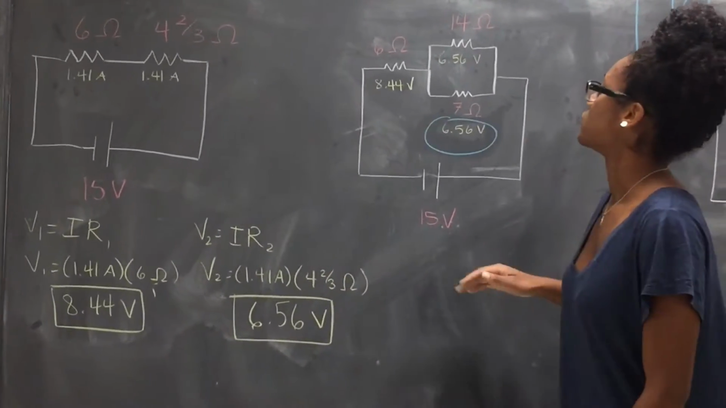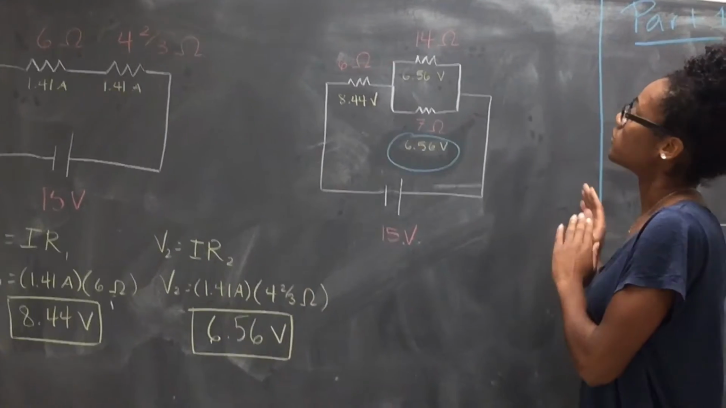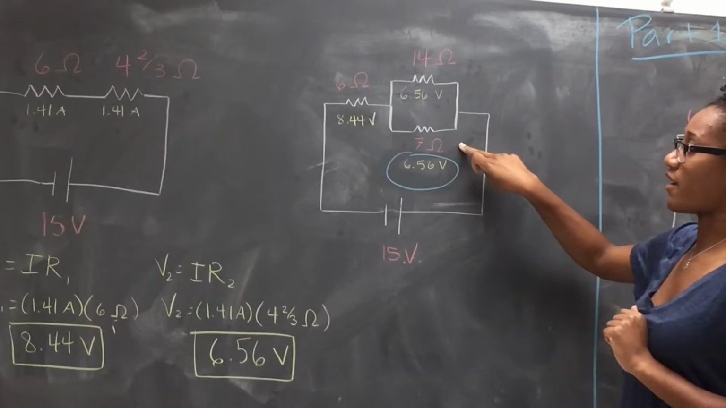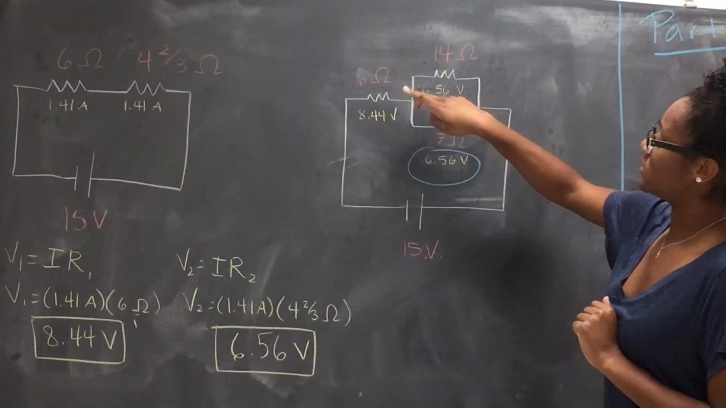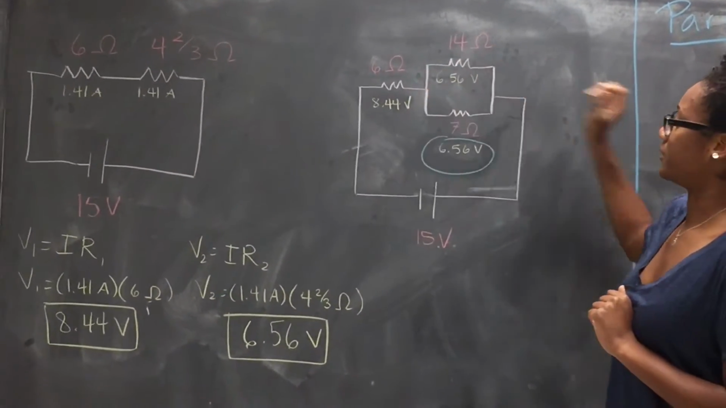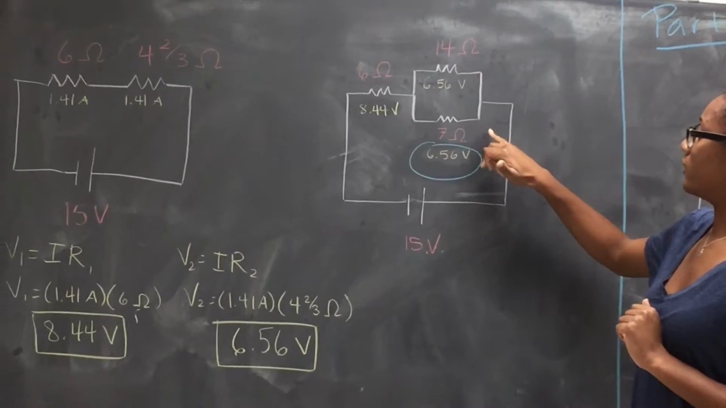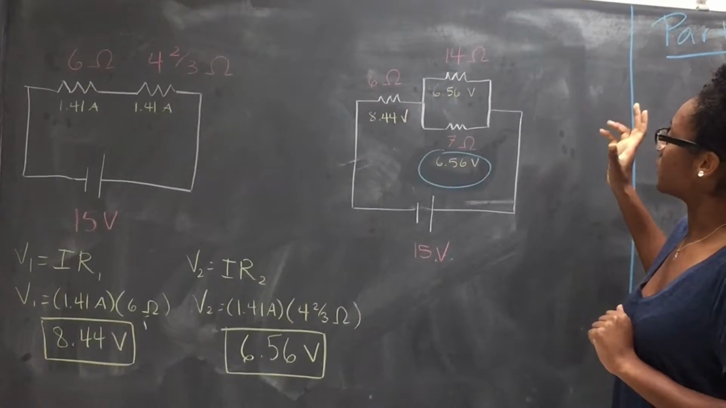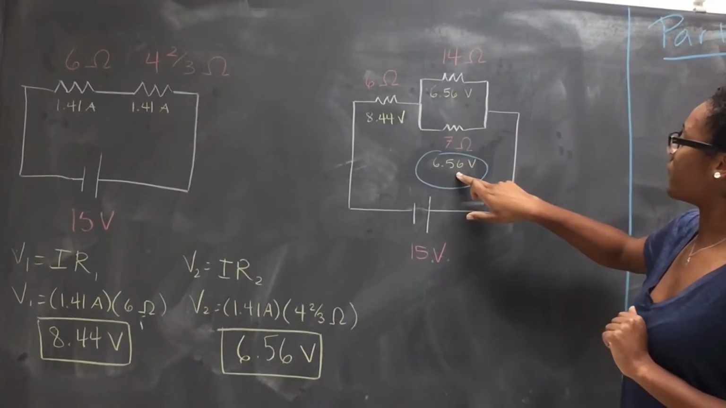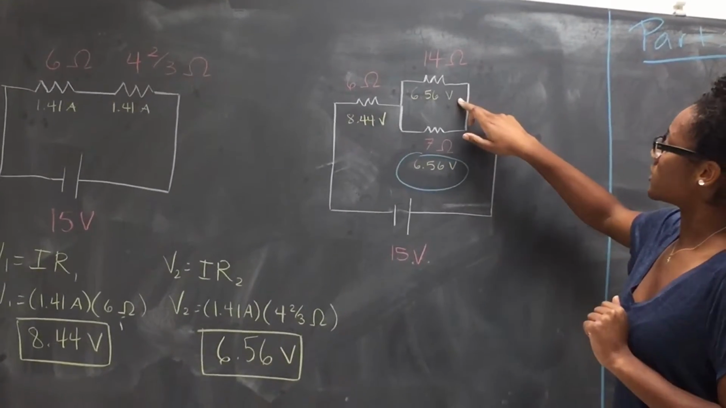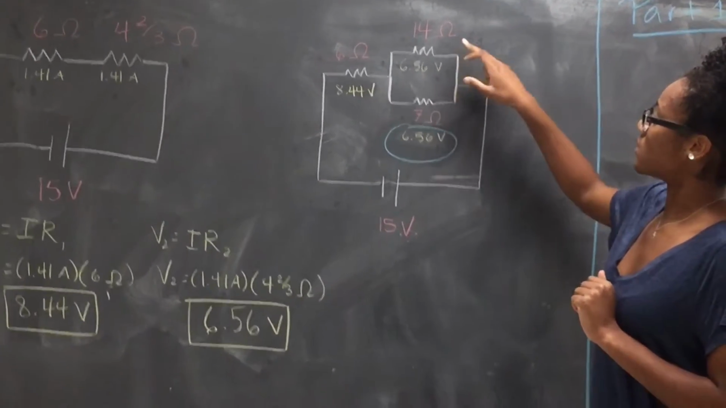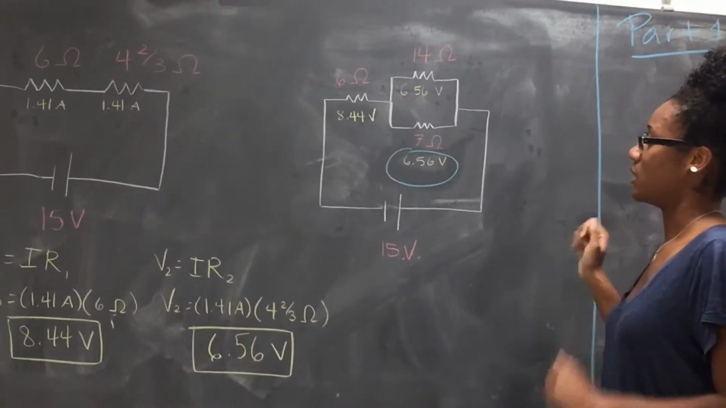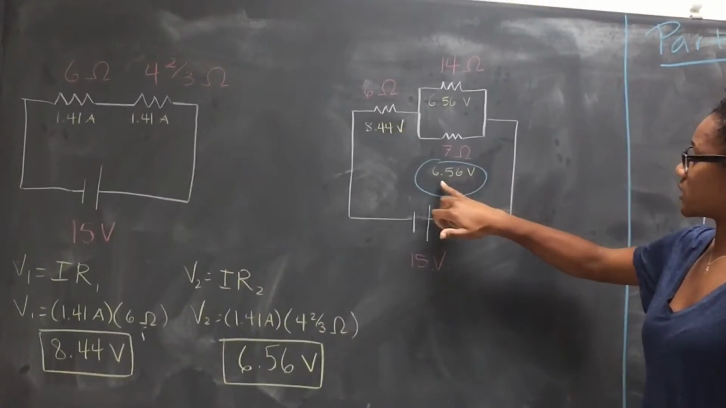6.56. So now we move back a step further to when we had the 14 ohm resistor and the 7 ohm resistor connected in parallel, and the 6 ohm resistor connected in series to that. We're trying to find the voltage of this 7 ohm resistor, and we know that it's going to be 6.56, just like the 6.56 volts up here on the 14 ohm resistor, because these are connected in parallel and the voltages will be the same. So our final answer will be 6.56 volts.